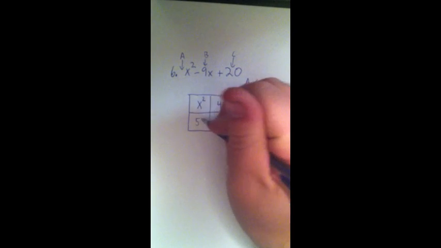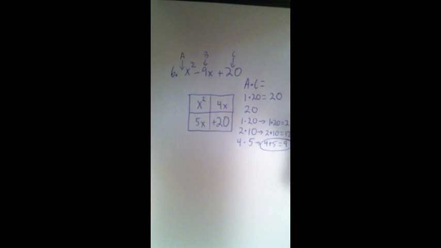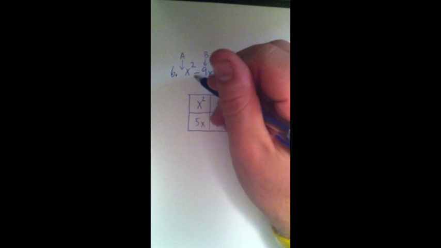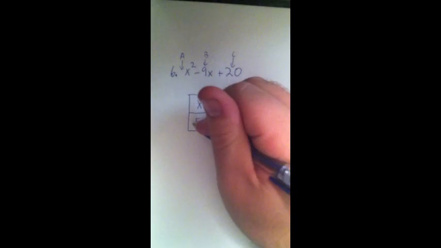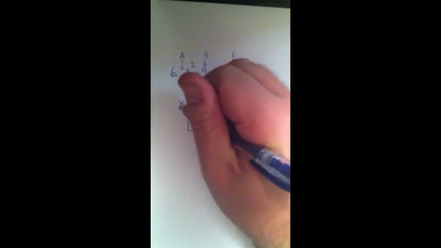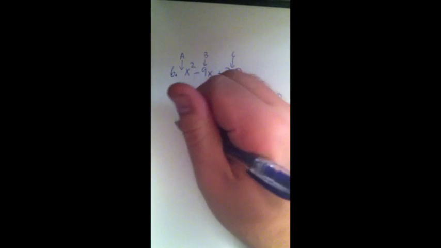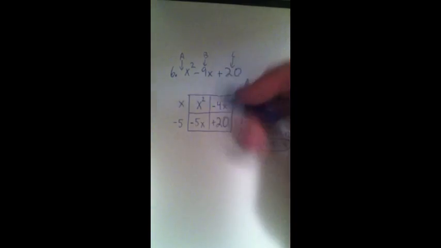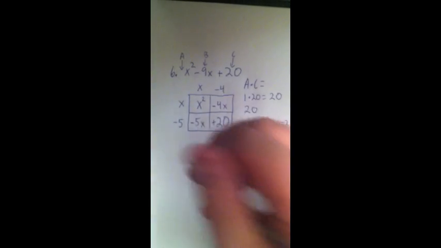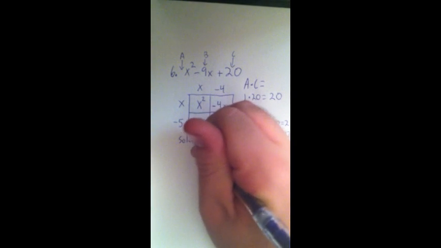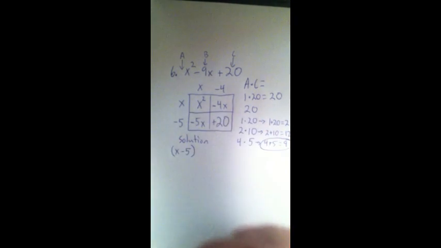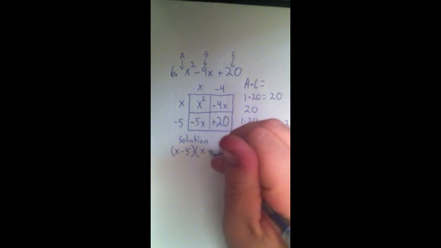So I'm going to write 4x and 5x, but then put negative signs in front of the 4x and the 5x. So now I need to find what's common in the first row, and that's x, and the second row is a negative 5. The first column is an x, and the second column is a negative 4. So then my solution will be x minus 5 and x minus 4.